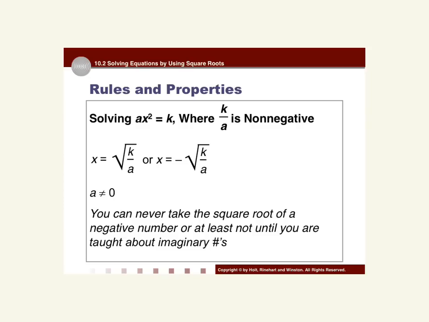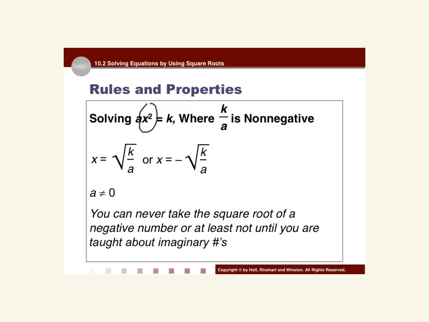First of all, if we're just solving equations in the form ax squared equals k, where we just have the variable squared, kind of like when we did radical equations, the first thing we always have to do is isolate the x squared expression.